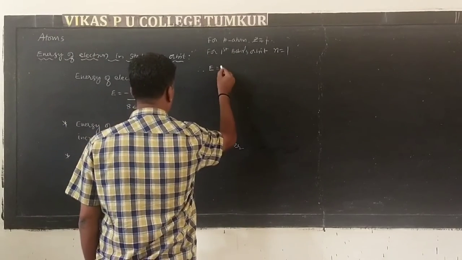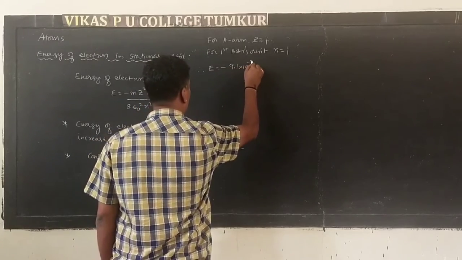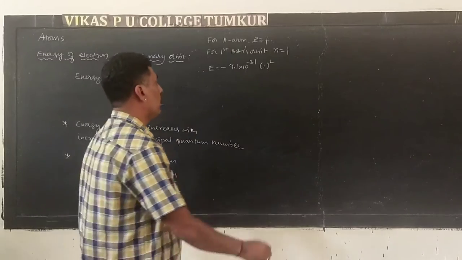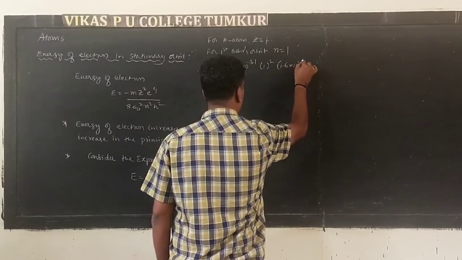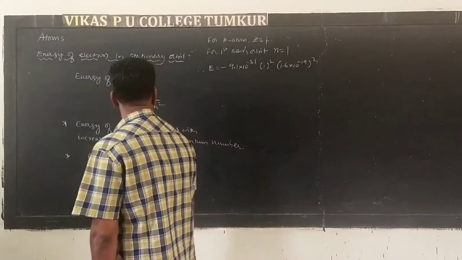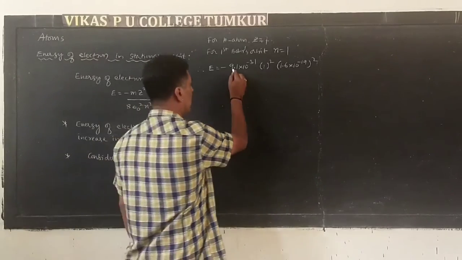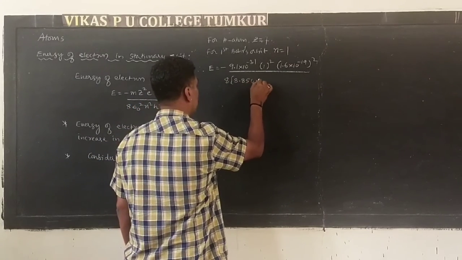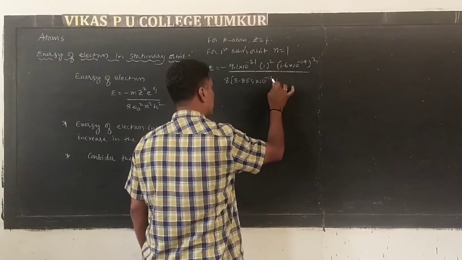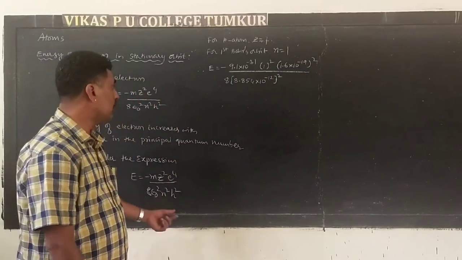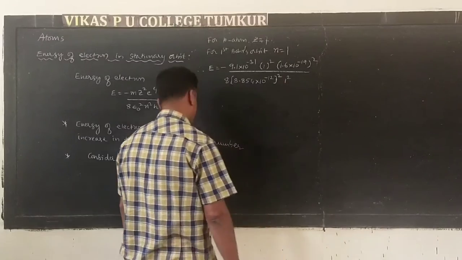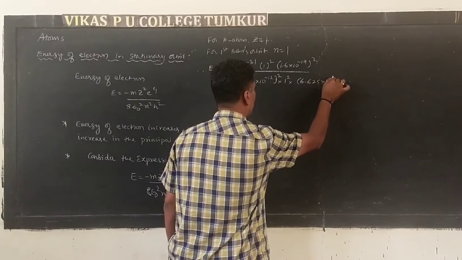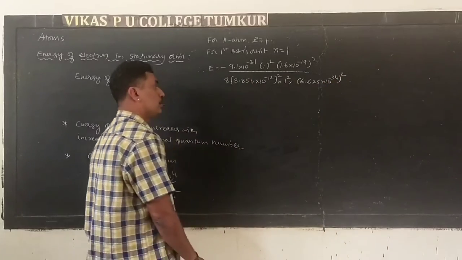Therefore, the energy of the electron will be minus m, where m means the mass of the electron, a well-known constant value. We have taken the hydrogen atom, so I take Z as 1. e is the charge of the electron, which is 1.6 into 10 power minus 19 coulomb. And then the denominator 8 as it is. Epsilon naught is a constant, the absolute permittivity of free space, and this is squared. n is taken as 1 because we have taken the first orbit, and h is Planck's constant, which is 6.625 into 10 power minus 34 joule second.